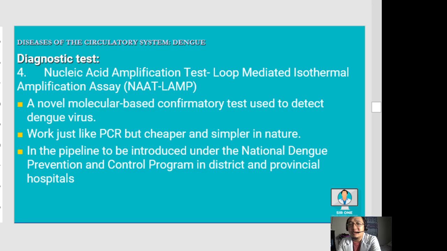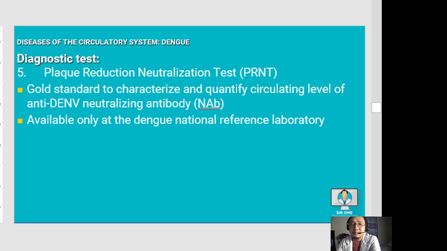Then we have also the nucleic acid amplification test, or the loop mediated isothermal amplification assay, or your NAT-LAMP. This is a novel molecular based confirmatory test used to detect dengue virus. When you say novel, it's something that is new, depending on when it was published. It works just like PCR but is cheaper and simpler in nature. It's in the pipeline to be introduced under the National Dengue Prevention and Control Program in district and provincial hospitals.